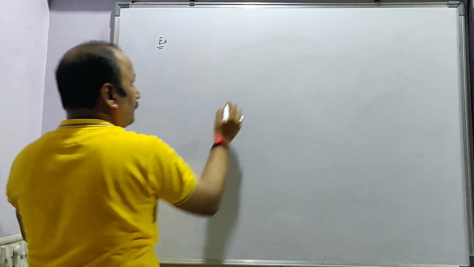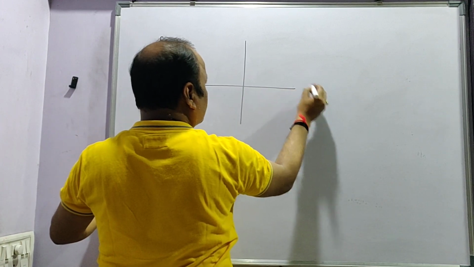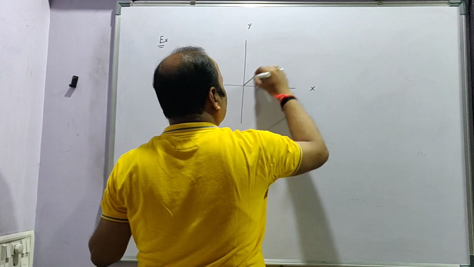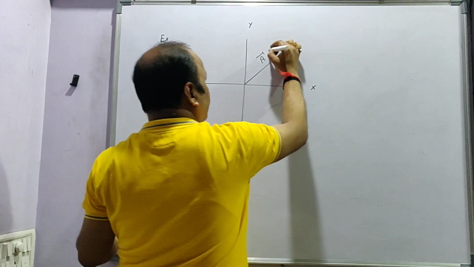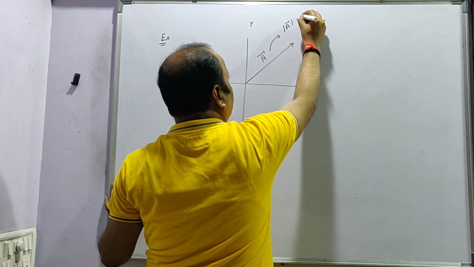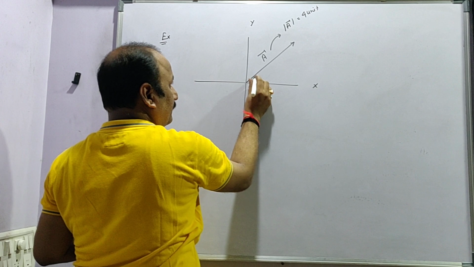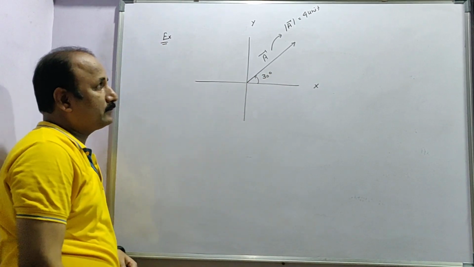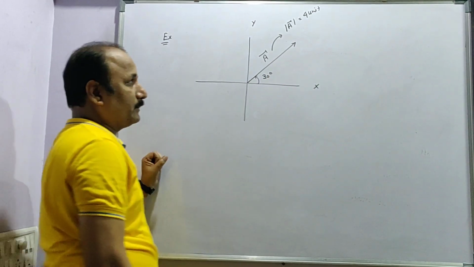Let us take another example. This is the xy plane, x axis, y axis, and there is a vector A whose magnitude, mod of A, is 4 unit, and the angle with respect to x axis, let us take 30 degree. Now the question is, resolve this vector in the respective Cartesian system.